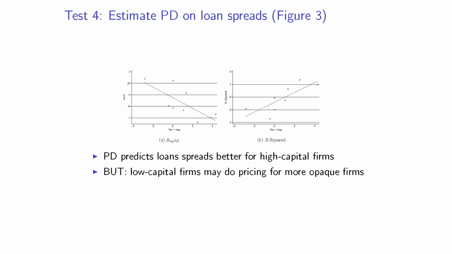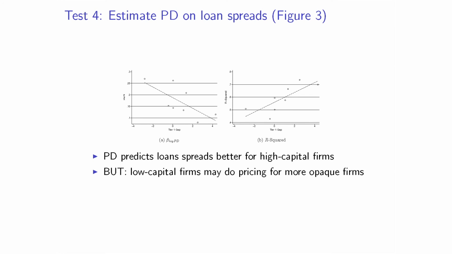And the last one is this exercise, which I like a lot. They try to see to what extent probability of default estimates are predictive of loan spreads. The only issue there is they lose a lot of data. So you can't really do this exercise looking at the same firm anymore. Now you're going to look across firms. That means if the low capital firms are the risk takers, they're going to go out and do pricing for more opaque firms. That would explain, for example, why their model doesn't have as much explanatory power.